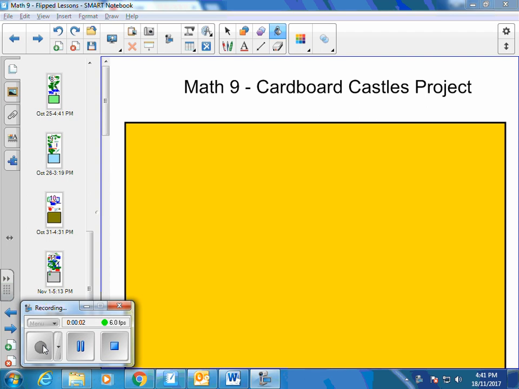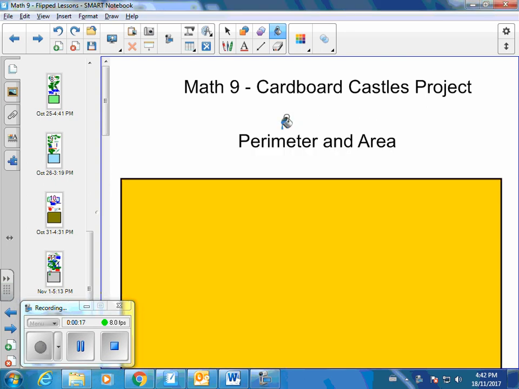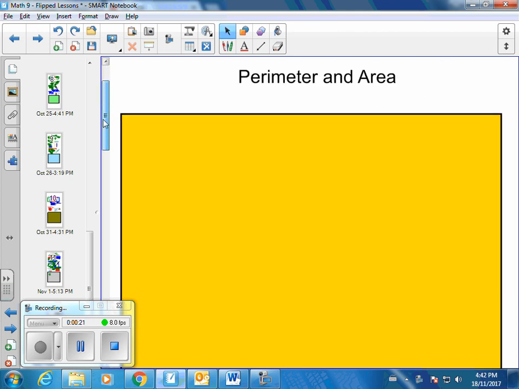Welcome to math class. We are continuing on in our Math 9 course. We are working on our geometry project. We're building cardboard castles. By now we've actually finished building the castles, and we are going to be moving on to actually figure out how we calculate the perimeter and area of our castles based off of the measurements that we've taken and created throughout this project.